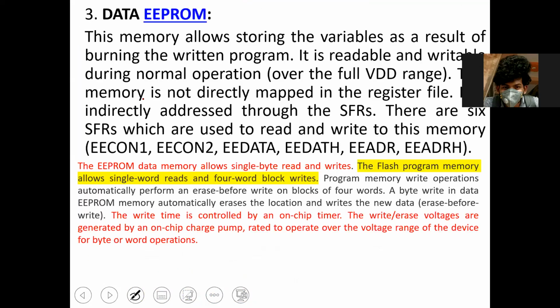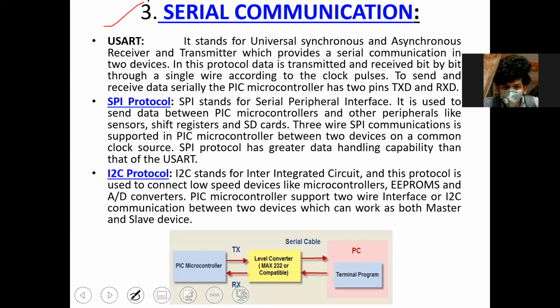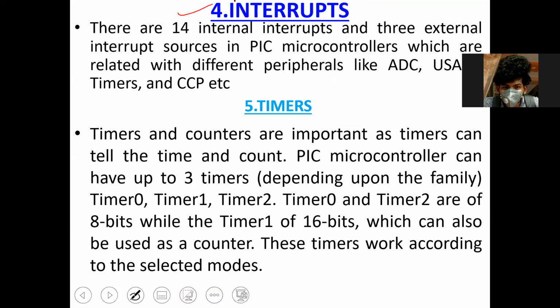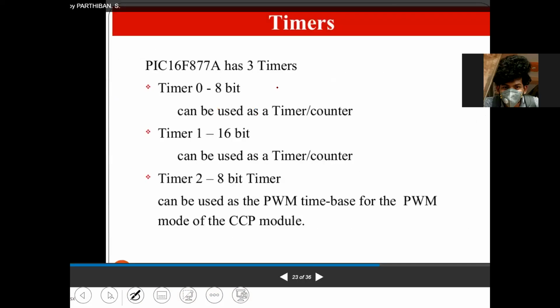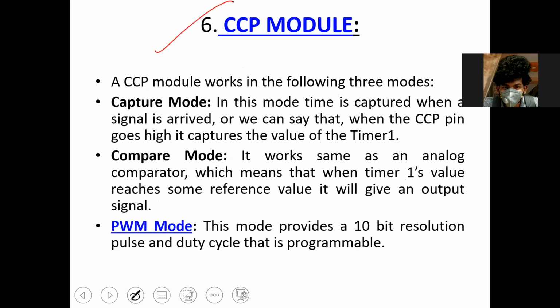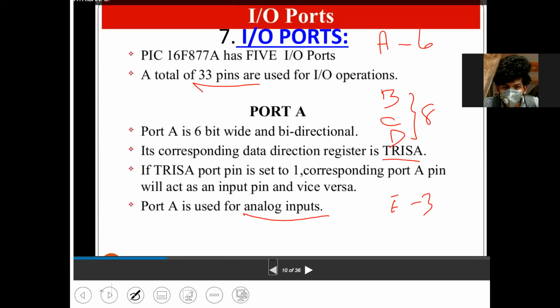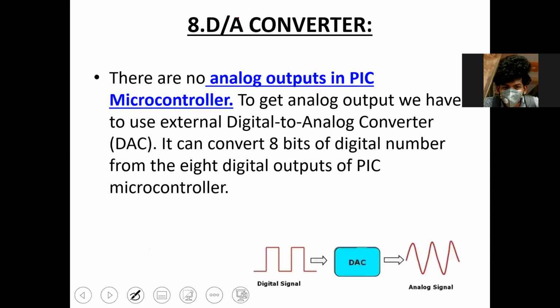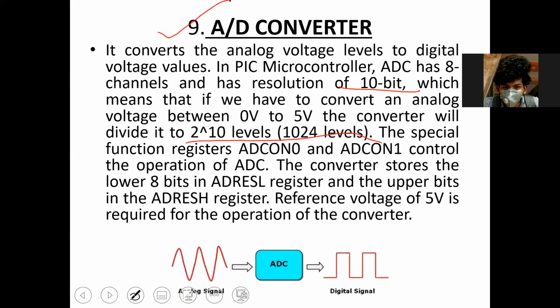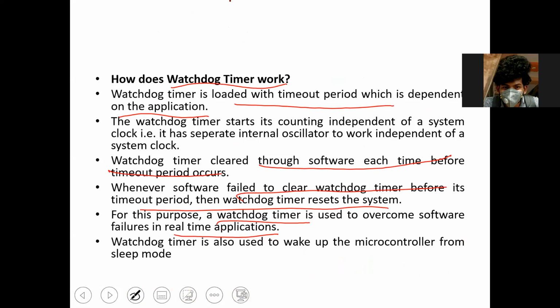After that, we discussed the serial communication module. The third one is serial communication, the fourth is interrupt, and the fifth is timer. The sixth one is the CCP module, and the seventh is the IO ports. We have discussed all the input output ports, five ports we have seen. The eighth is the digital to analog converter, and the ninth is the analog to digital converter. And I have explained the watchdog timer also.